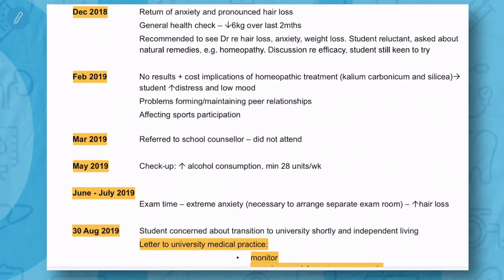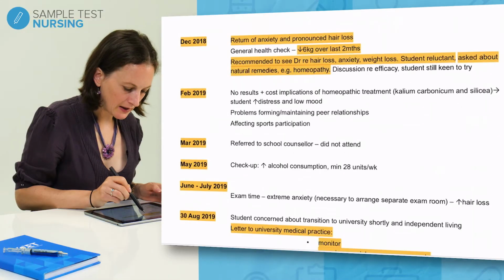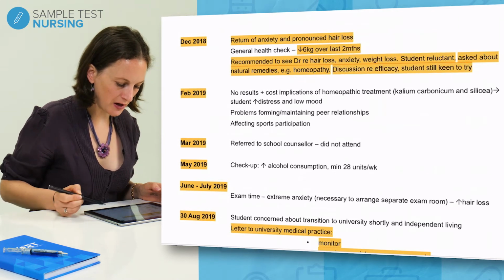In December 2018, the anxiety returns and with it pronounced hair loss. At Jake's checkup, we notice that he has lost 6 kilograms over the last 2 months. I can see that the nurse recommended that Jake sees a doctor about his hair loss, anxiety and weight loss, but that Jake is reluctant. He asks about natural remedies, for example homeopathy, and that the nurse discusses the efficacy of these, but that Jake is still keen to try.